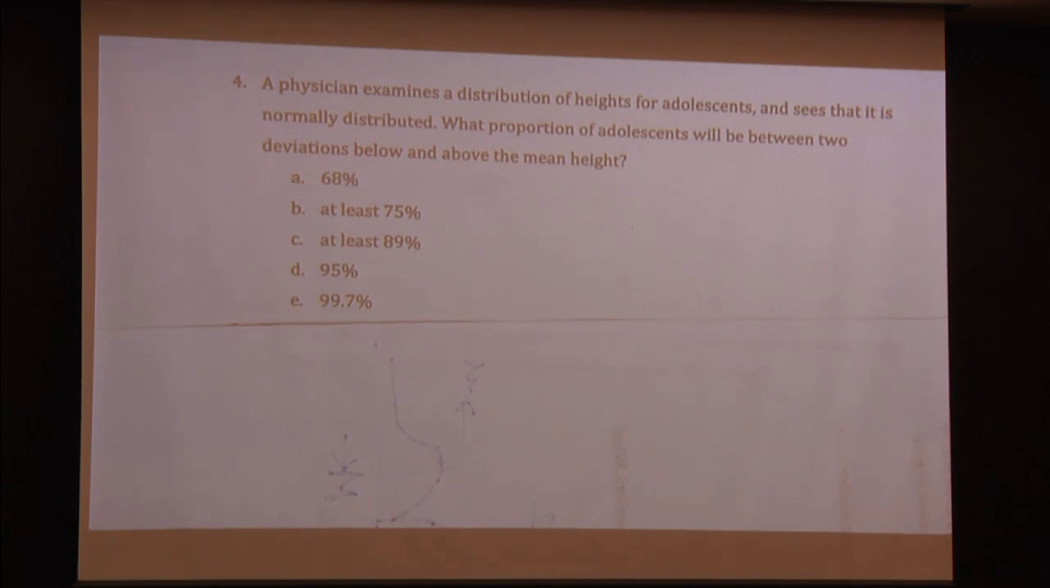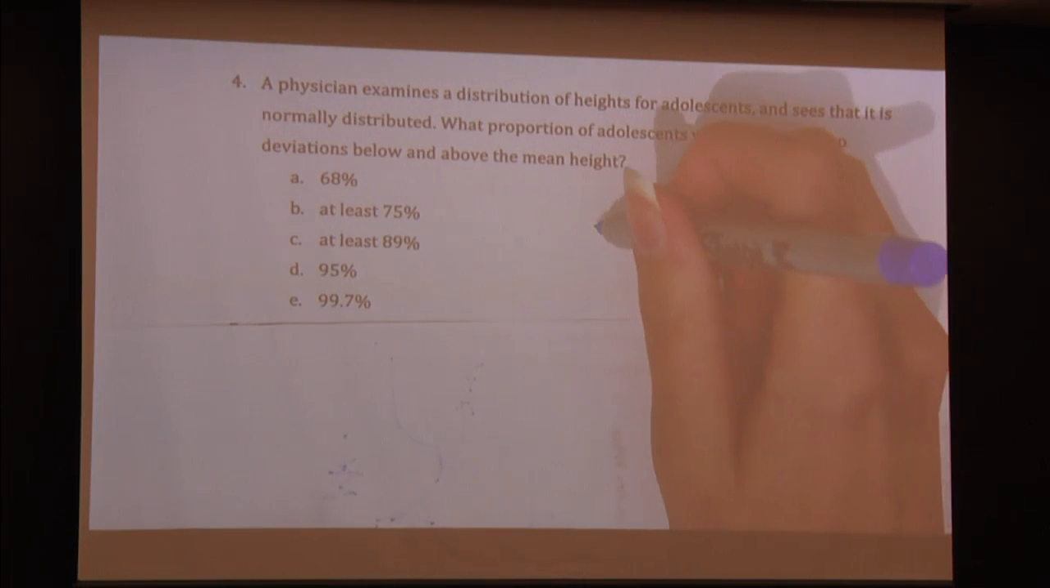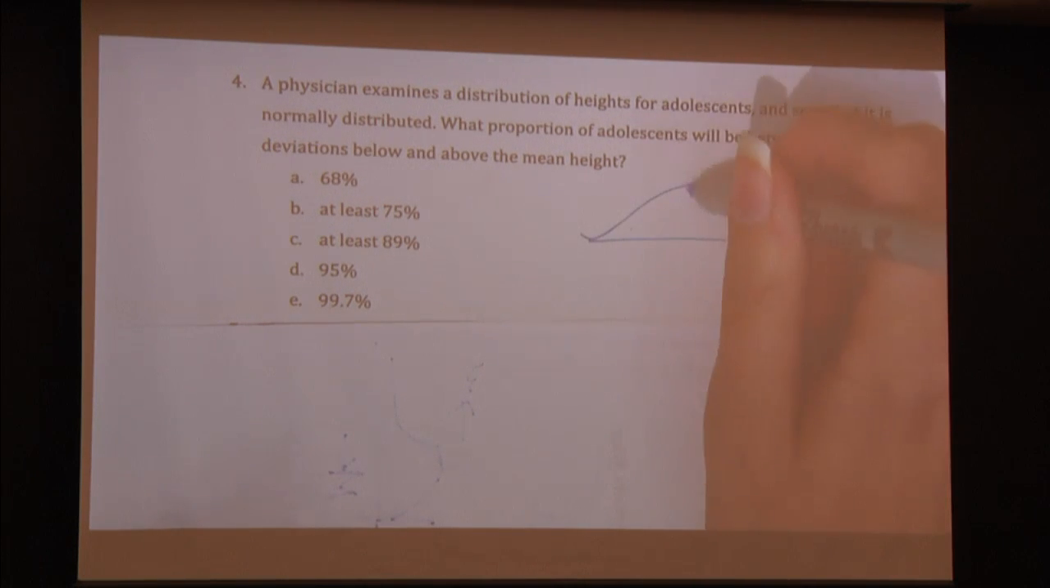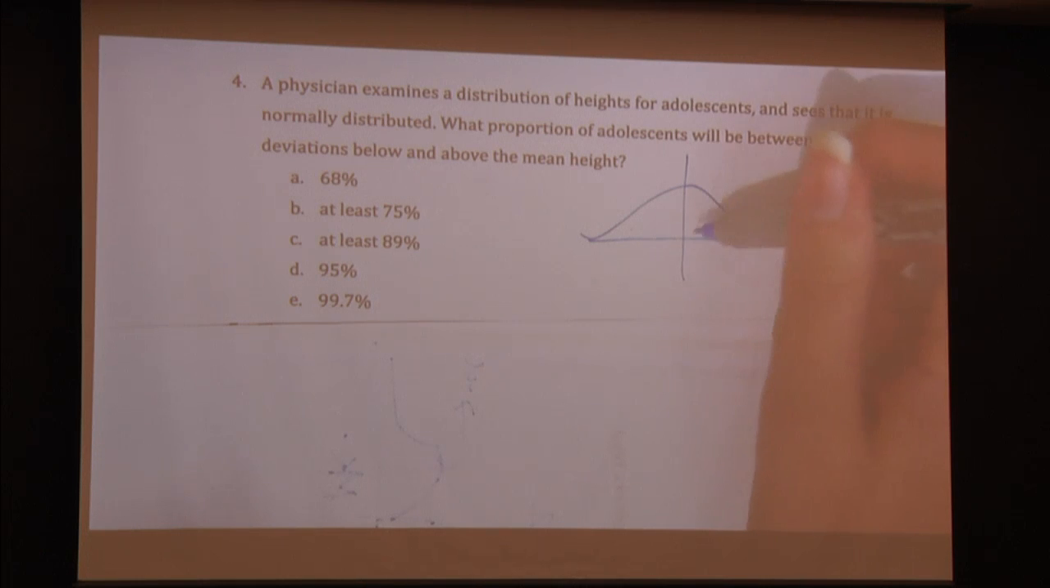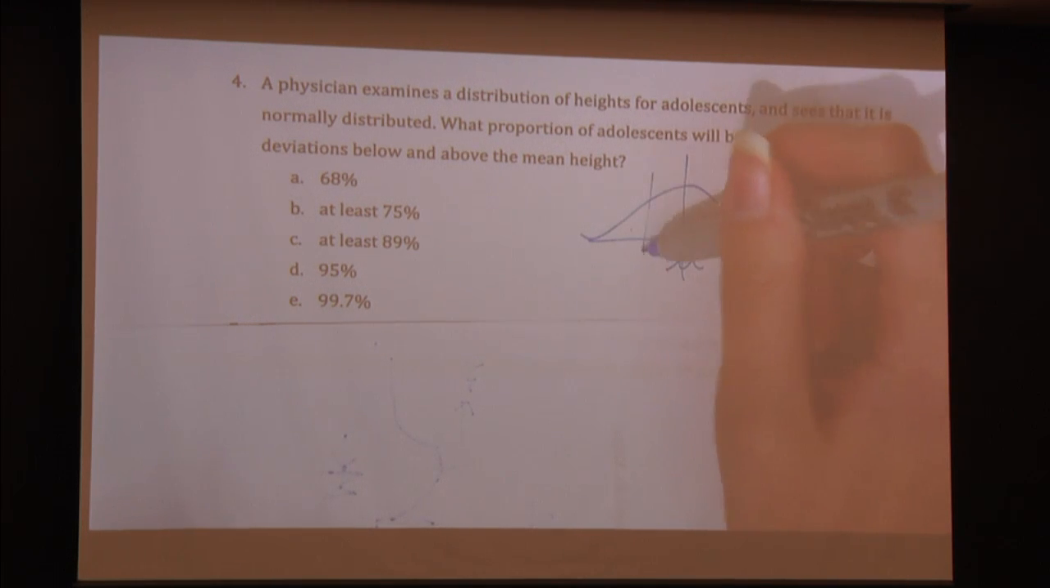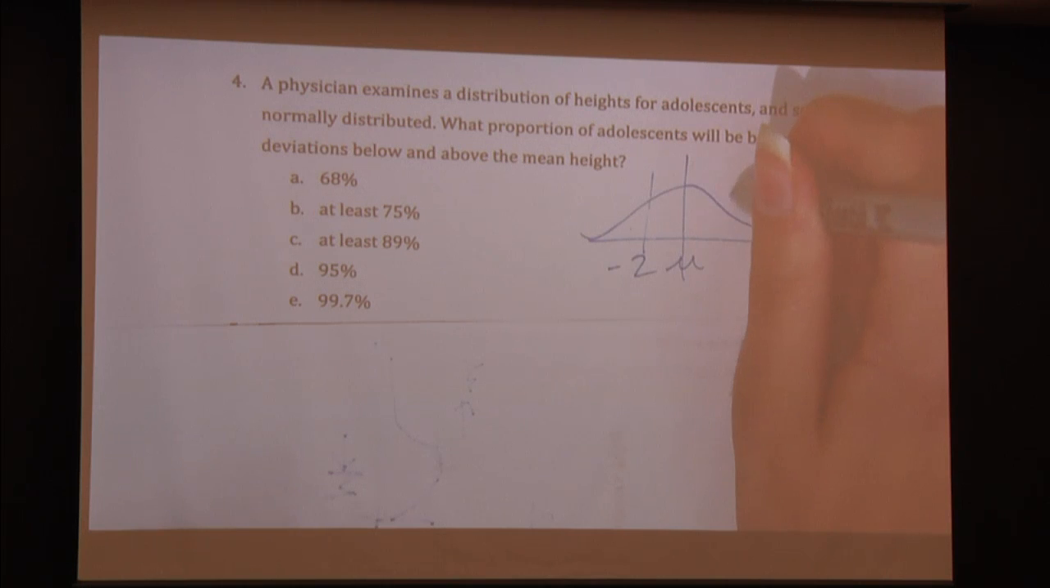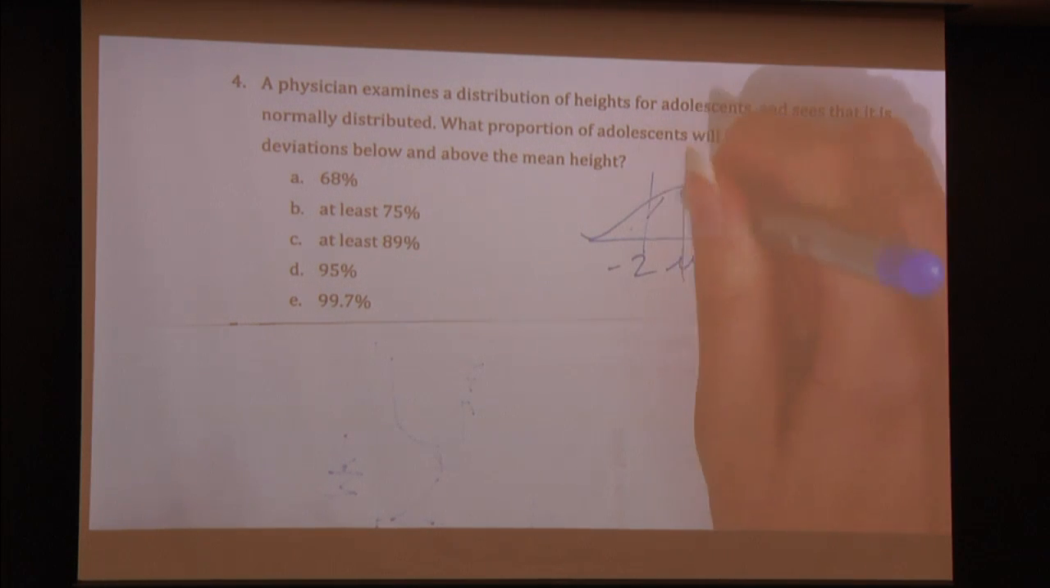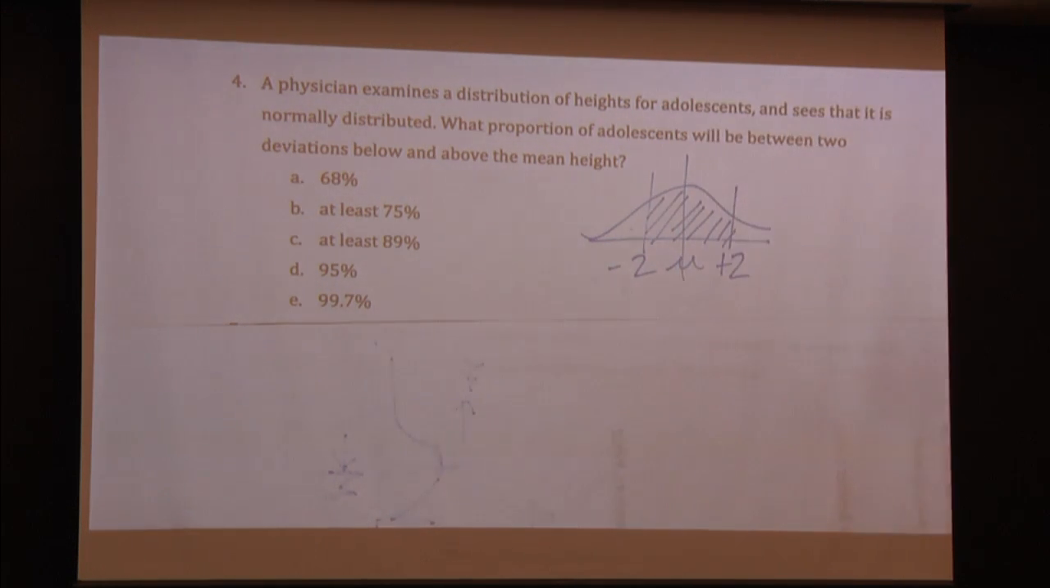Okay, so with this one we were looking at a distribution of heights for adolescents, and we noticed that it's normally distributed, and we asked, so what proportion of adolescents will be between 2 standard deviations below and 2 standard deviations above? So all semester long you've been sort of drawing graphs. So below the mean height and above the mean height. So we want to know the proportion that's right in here. What did you guys find?